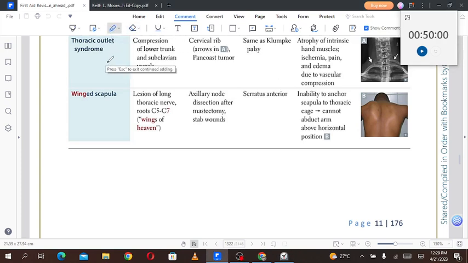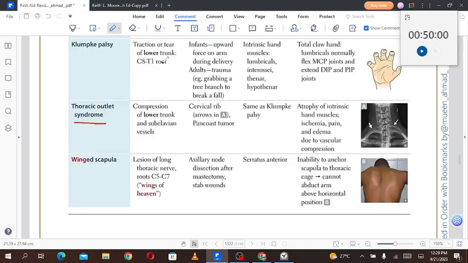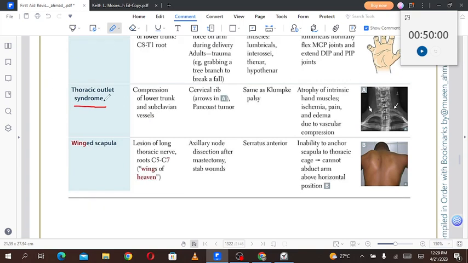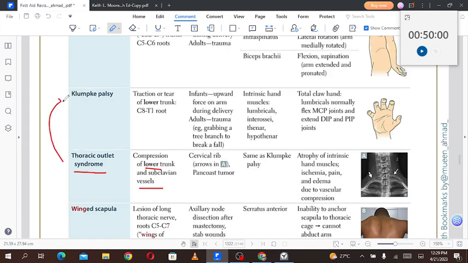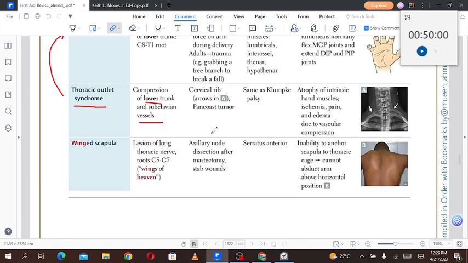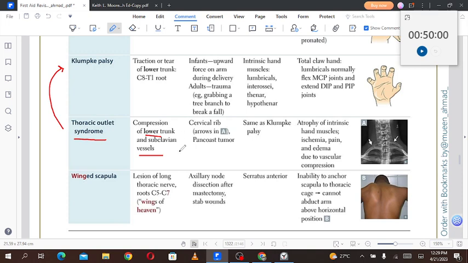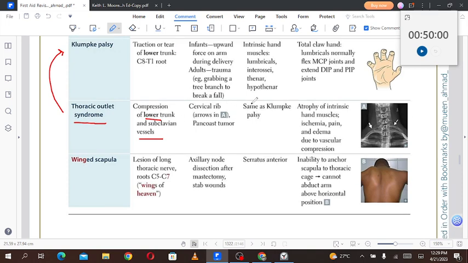Bismillahirrahmanirrahim. Now we'll talk about thoracic outlet syndrome. We left it last time here. So thoracic outlet syndrome is a compression of the lower trunk and the subclavian vessels. So it looks something like Klumpke's palsy, in that there is compression of the lower trunks. Along with that, the subclavian vessel is also being compressed.